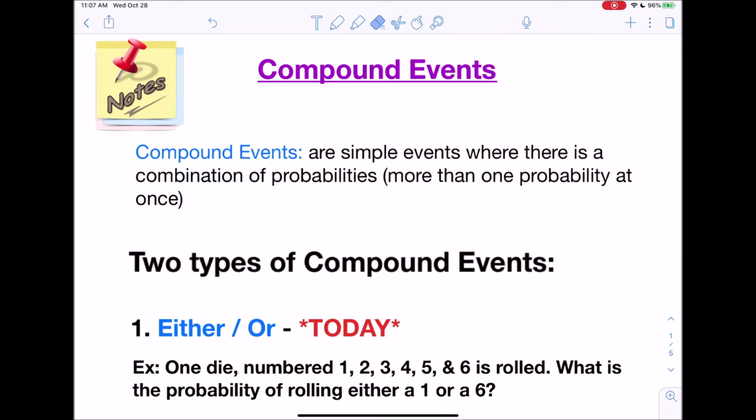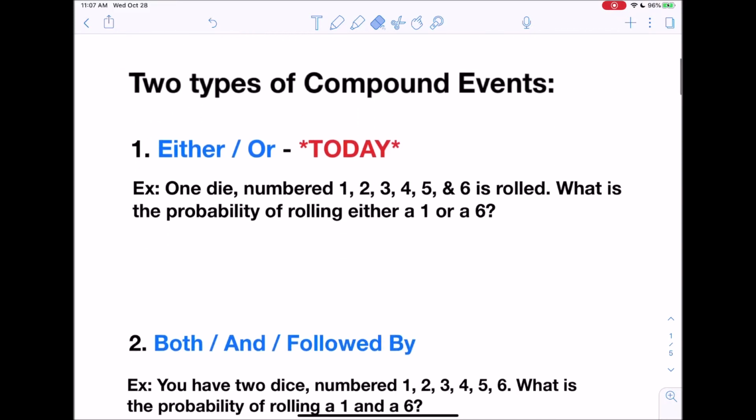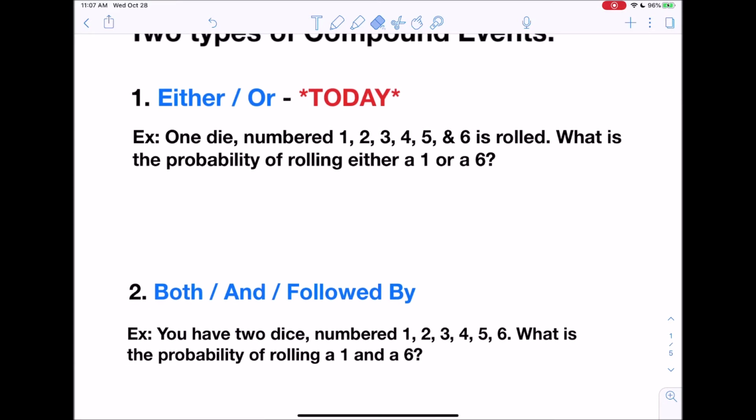Today we're looking at compound events for either/or probabilities. Compound events are simple events where there is a combination of probabilities, meaning there's more than one probability at once. There are two types of compound events. The first one is either/or, which is what we're going to focus on today.